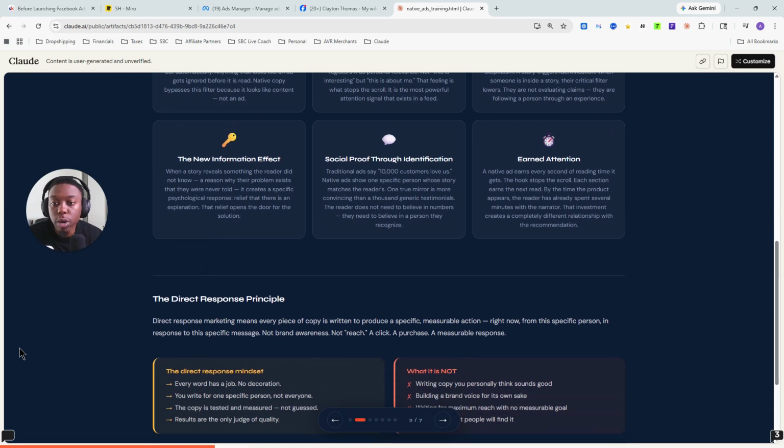The new information effect. When a story reveals something the reader did not know, a reason why the problem exists that they were never told, it creates a specific psychological response: relief that there is an explanation. That relief opens the door for the solution.